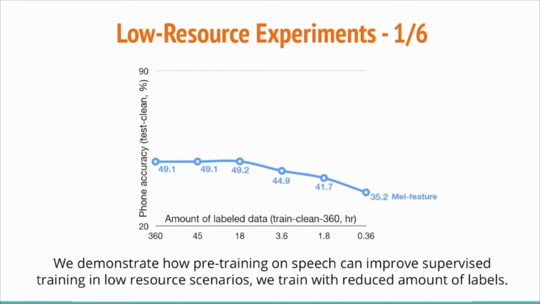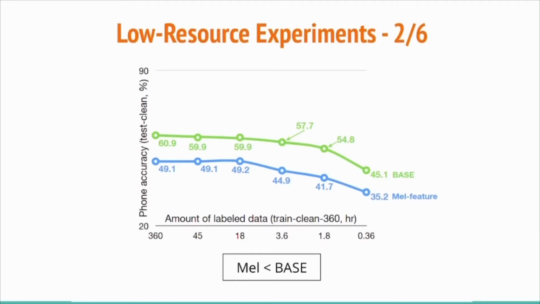To demonstrate how pre-training on speech can improve supervised training in low-resource scenarios, we train the classifier with a reduced amount of labeled data. The performance variation of different models is plotted in the figure, where we measure over various intervals of constrained training data to observe performance drop. We first show mel feature performance in the blue curve. Next, we see how the base model increases accuracy over mel features across various amounts of transcribed data.